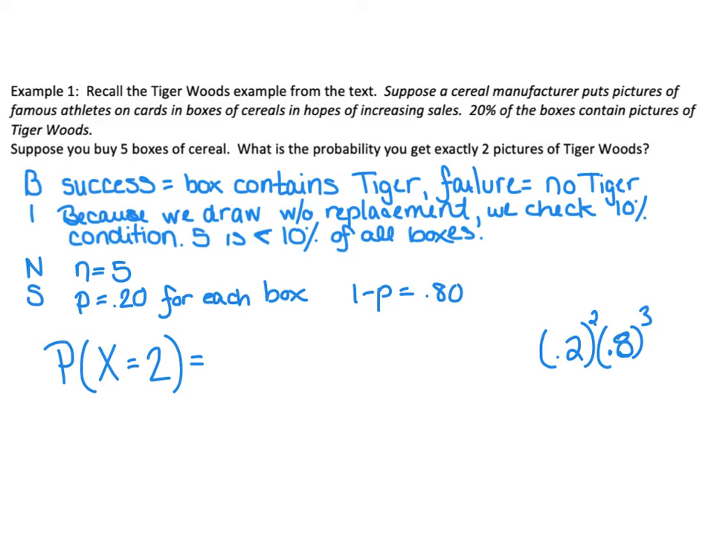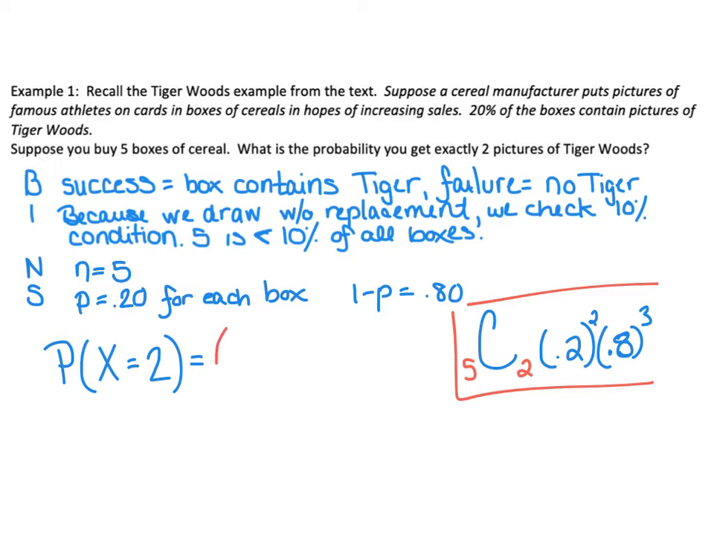Or the second and the third, the second and the fourth, or the second and the fifth? Are you getting where I'm going with this? There's a lot of different ways this could play out. So we have to account for all the different combinations. So what we're really saying is the number of combinations, we need to multiply that. So from 5, choose 2 times 0.2 squared times 0.8 cubed.